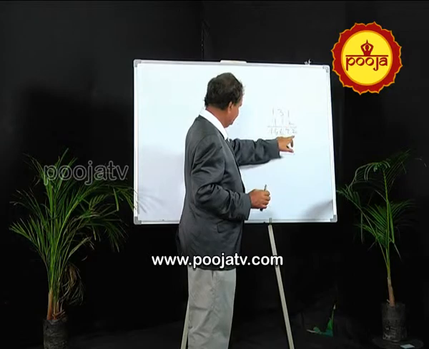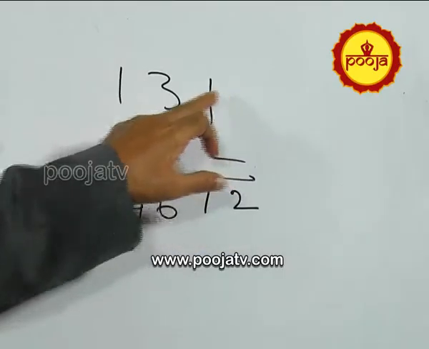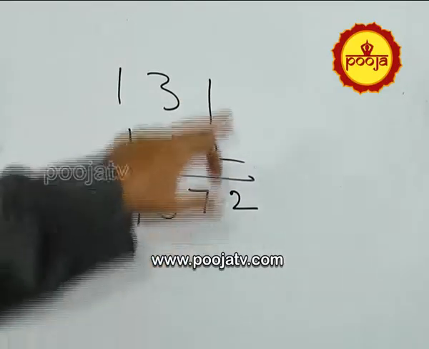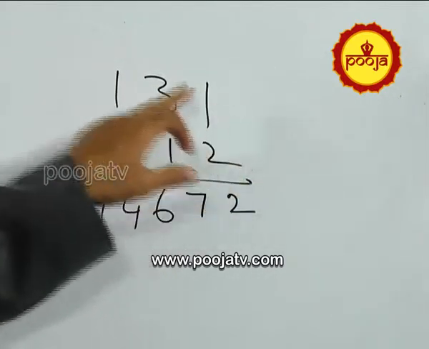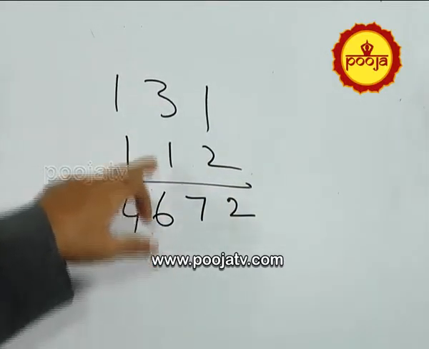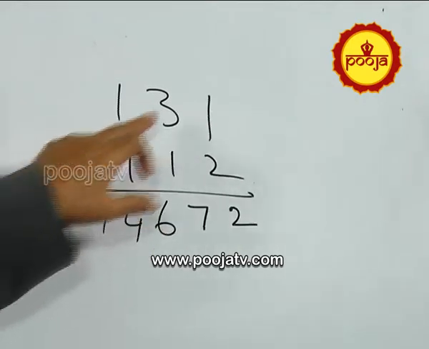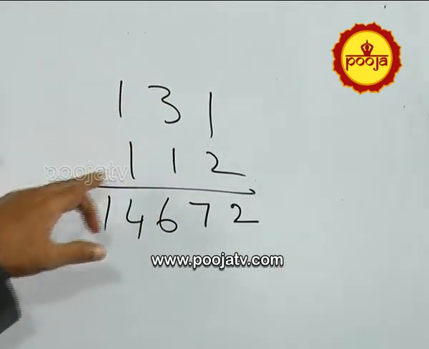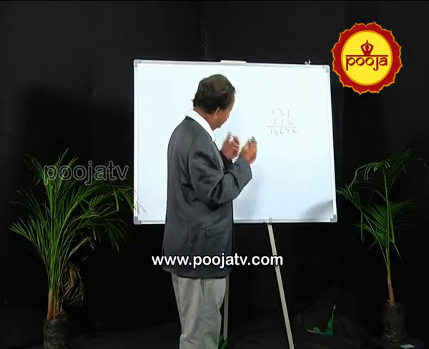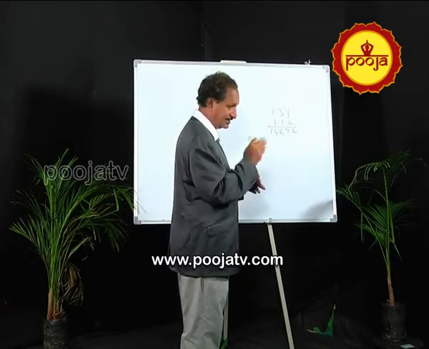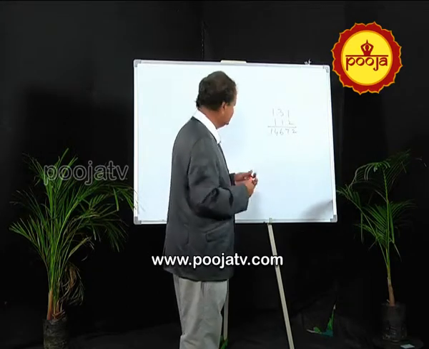2 into 1 is 2, 3 into 2 is 6, 1 into 1 is 1, 6 plus 1 is 7. Now all the 3: 2 into 1 is 2, 1 into 1 is 1, 3 into 1 is 3, 3 into 1 is 3, 6. Next 1 into 1 is 1, 1 into 3 is 3, 3 plus 1 is 4, 1 into 1 is 1. This method applies to all 3 digits into 3 digits. Already the other 3 methods are there where you can do it simply.